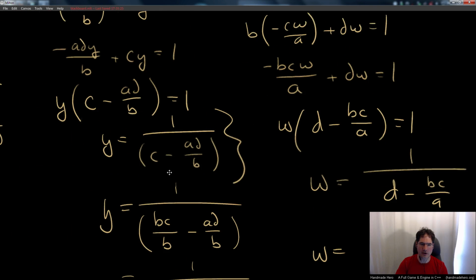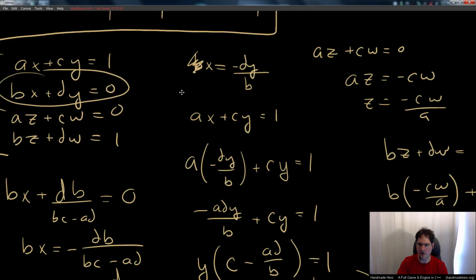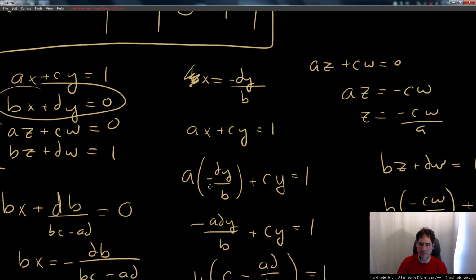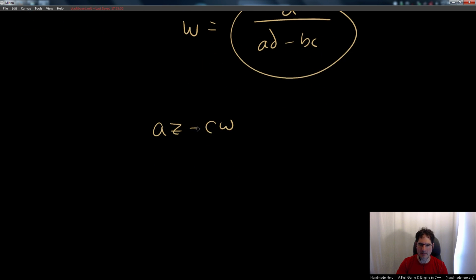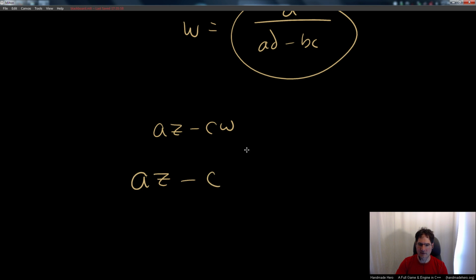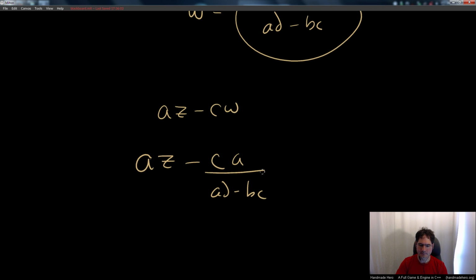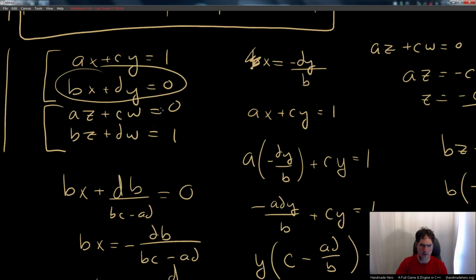So now we've got our w term, so let's go back up to the equation that we used as our starter, where we see the az minus cw. So if I start with az minus cw, and now I substitute in my w, I will be able to solve for z for real this time. az minus ca over ad minus bc, and that equals 0.